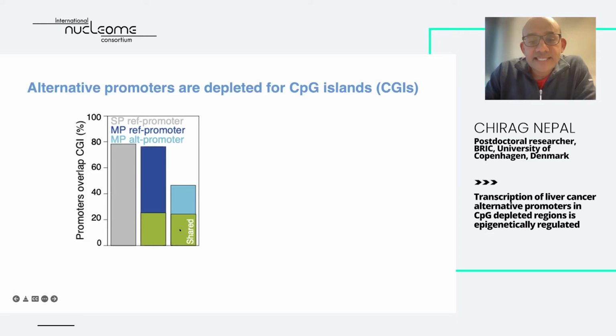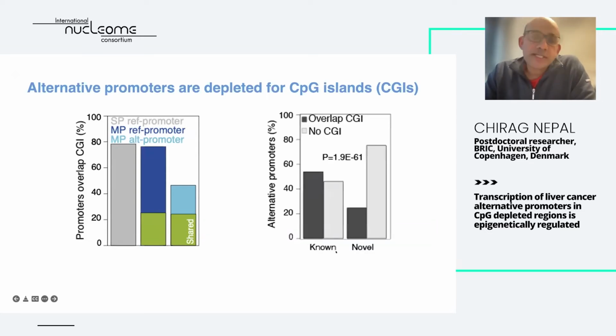But even in this case, half of the alternative promoters are actually shared with the reference promoter, because some CpG islands are a few kilobases long, and they just share the same CpG island. Then we ask the other question: out of the alternative promoters that are known and those that were novel, that we predicted, is there a difference? And we find that the novel alternative promoters are even more depleted for CpG island. So the new transcription, or the tumor-specific activation, is happening in the non-CpG region.